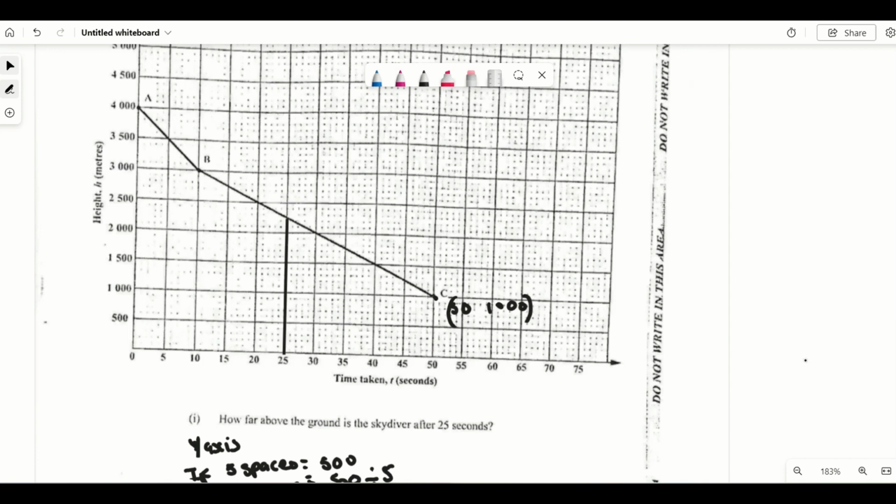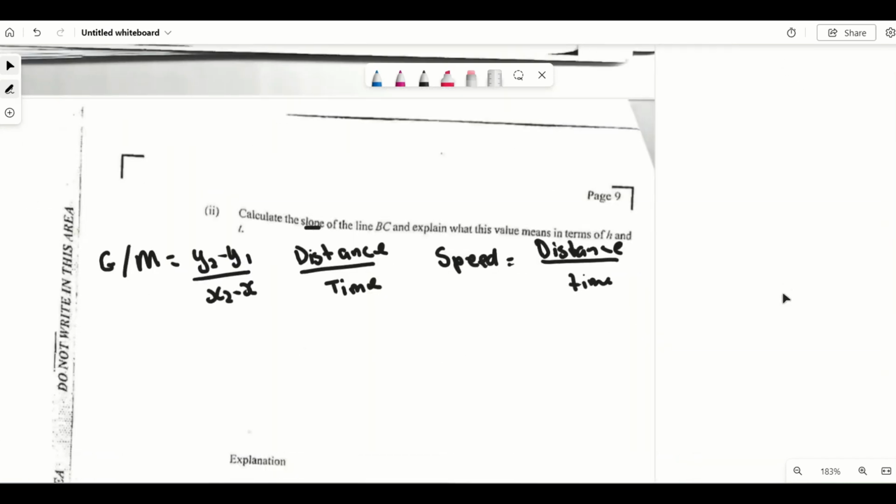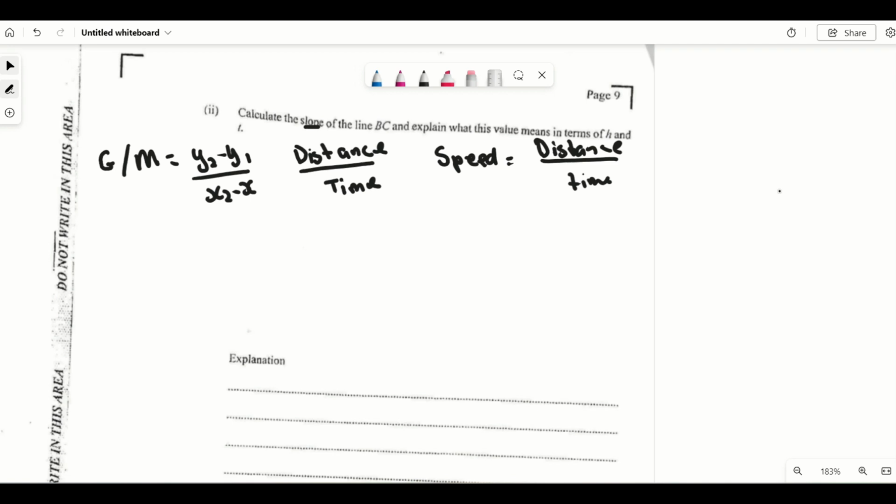And then I'm going to choose B here, which is (10, 3,000). So I am going to find the gradient using these points, (50, 1,000) and (10, 3,000). Right, so the coordinates are (50, 1,000) and (10, 3,000).